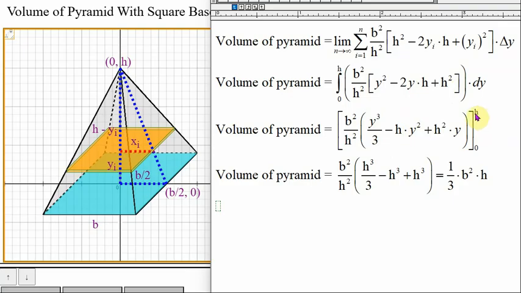When y is h, we get h to the third over 3, and then here we get h to the third, and here we get h to the third. When y is 0, everything here will be 0. Then simplifying everything, we get 1/3 times b squared times h. And therefore the volume of this pyramid with the height of h and the length of the square base b will be 1/3 times b squared times h. And that's the end of the video.